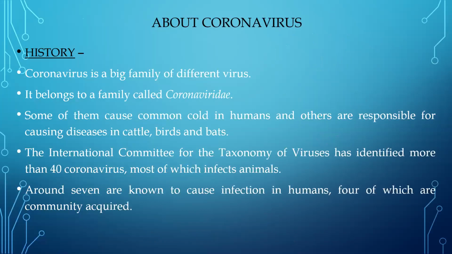Now, coronavirus is a big family of different viruses. They belong to the family called Coronaviridae. Some of these coronaviruses cause the common cold in humans, and they are also responsible for causing diseases in cattle, birds, bats, horses, etc. Till now, 40 coronaviruses have been identified, out of which at least 7 are known to cause infection in humans.